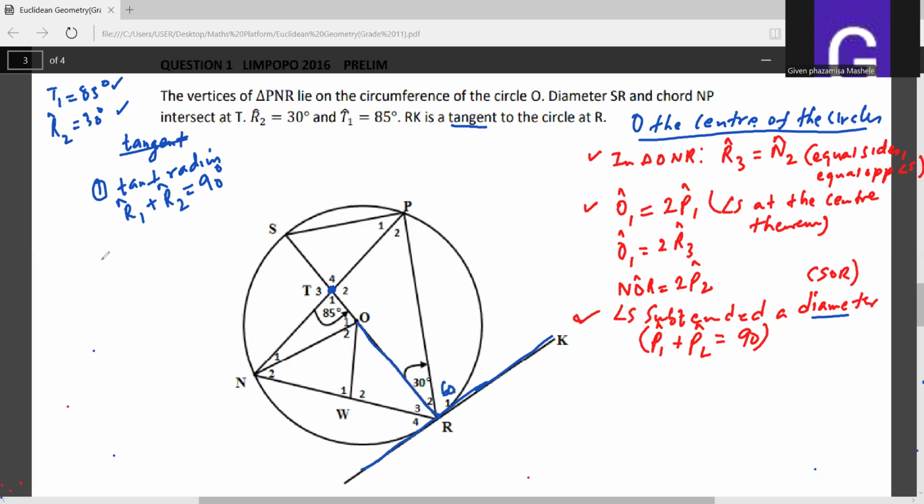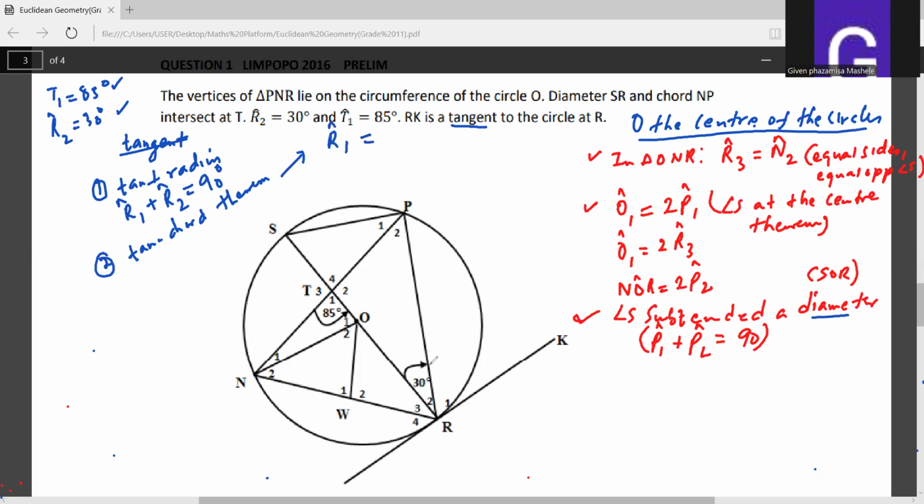Then another one is the tan chord theorem. The tan chord theorem says an angle between a tangent and a chord must be equal to the angle in the alternate segment obtained by the same chord. Let's first identify the angles that are between a tangent and a chord here. Obviously, PR is a chord. And since PR is a chord, the angle between the tangent and the chord is R1.